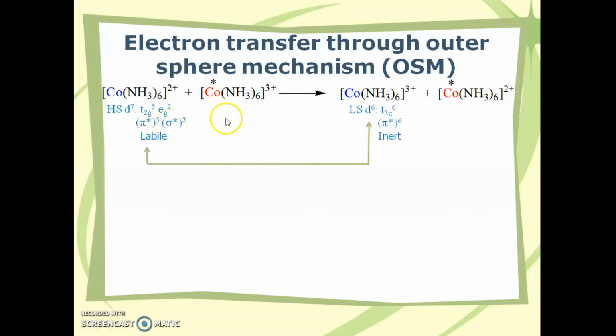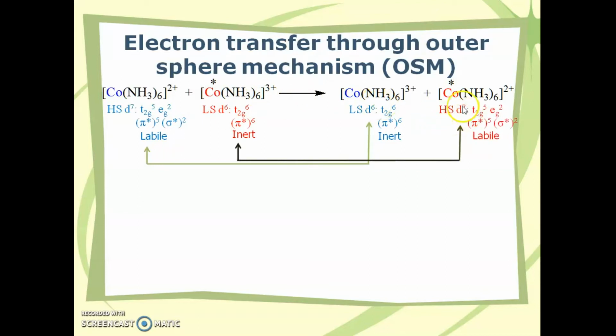Now what happens to this? This is getting oxidized. So that means this loses an electron and it becomes an inert complex, because cobalt in 3+ is a low spin complex. So the spin of the complex changes. It goes from a high spin complex to a low spin complex. And the other one, which was a low spin complex before the reaction, because cobalt is in 3+ oxidation state, is now converted to a high spin complex after the redox reaction. So how does this process happen? We will see step by step now.